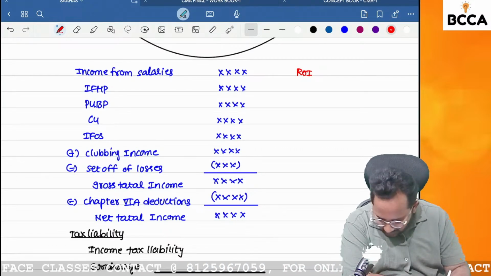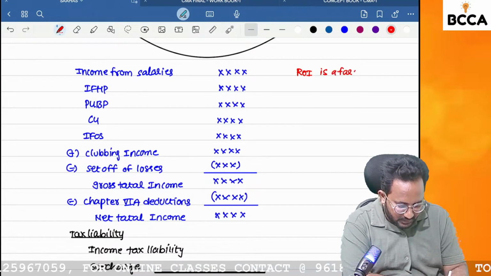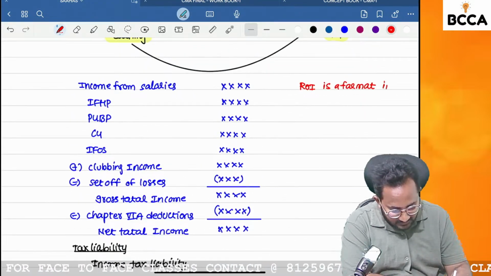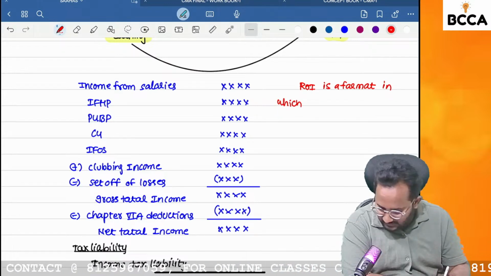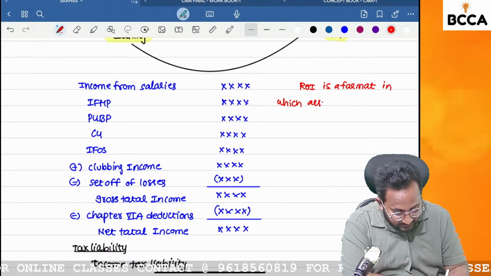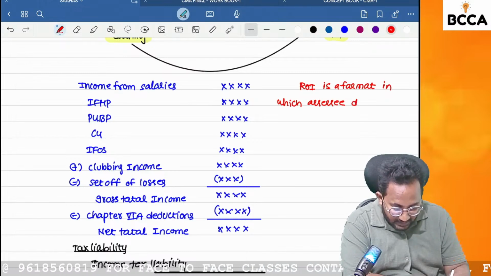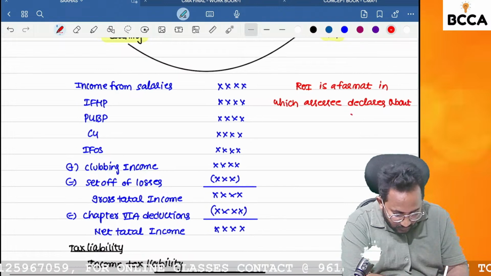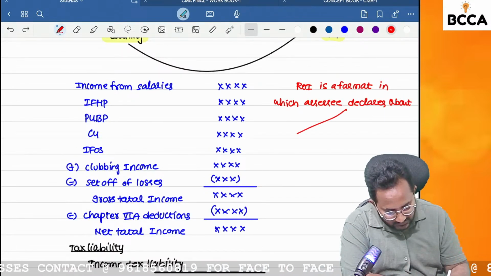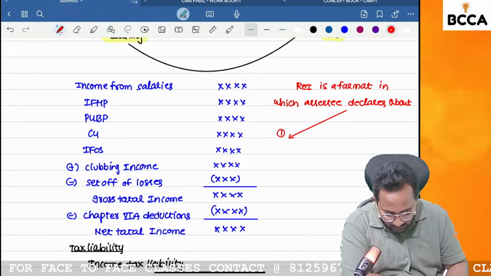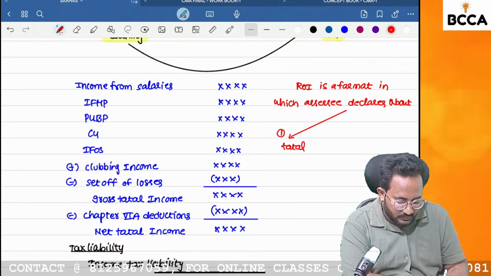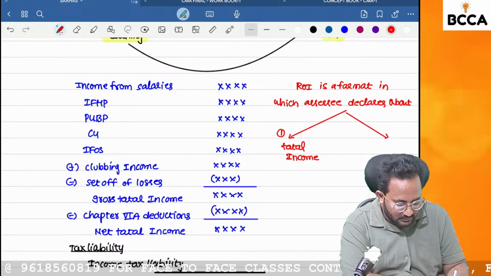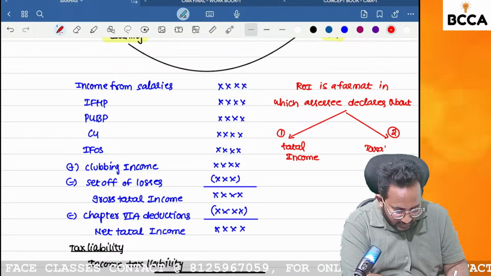First of all, return of income is a format. Can you tell me it is a format or not? If you are checking, definitely this is a format in which the assessee declares about two things. The first one, total income. By looking at this format, can you identify the total income of the assessee? Yes. Second thing, tax payable. Can you identify the tax payable?